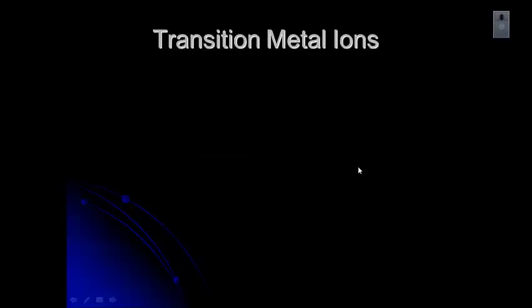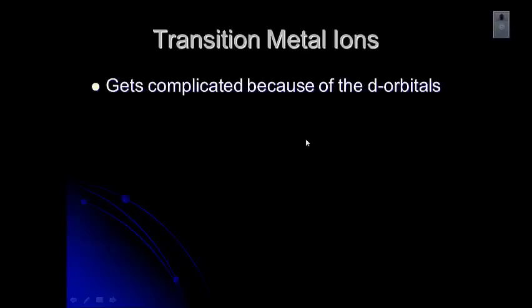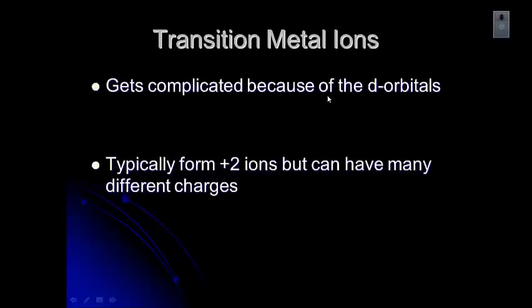Let's talk about the transition metal ions. It gets a little more complicated because of those d orbitals. Typically, those transition metals form +2 ions, but they can have lots of different charges. So if you ask me the charge of a transition metal like iron or copper, I'm going to say it's probably +2, but I'm not sure unless I know the formula for the compound that it's in. So I don't expect you to know that either.